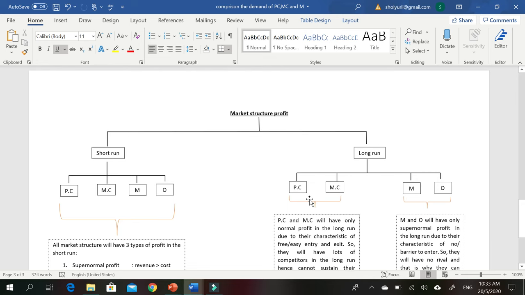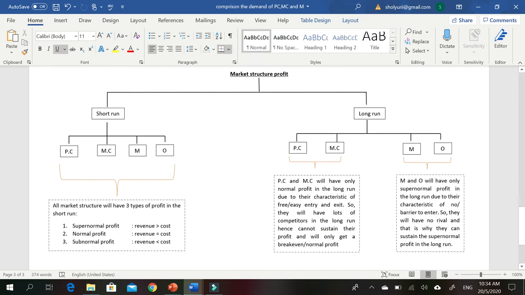Okay. Alright. So, kita nak tengok macam mana kita nak analyse profit untuk setiap market structure. So, market structure profit, dia ada dua time frame, short run and long run. Okay. I told you I use the short form, perfect competition, monopolistic competition, monopoly and oligopoly. Okay. For short run, all four market structure, they will have three types of profit, which are the supernormal profit, normal profit and subnormal profit. Okay, kejap lagi kita akan belajar.